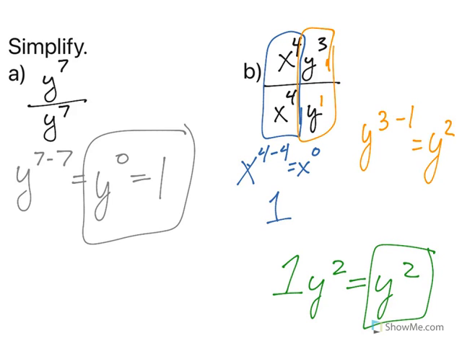So make sure you're paying attention what exponents go with what variable. Make sure your bases are the same when you're working with this. And more importantly, always remember, anything to the 0 power is 1.